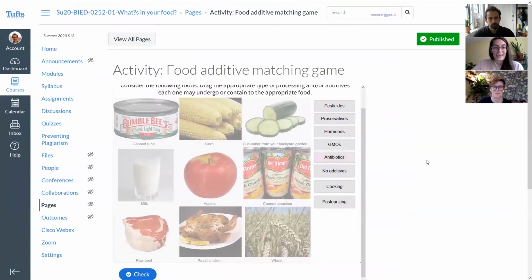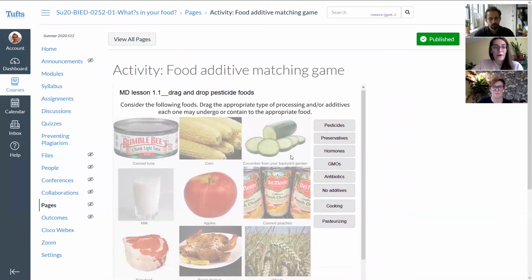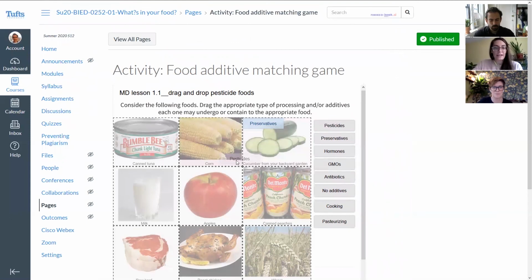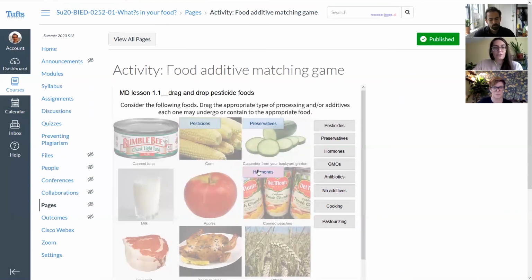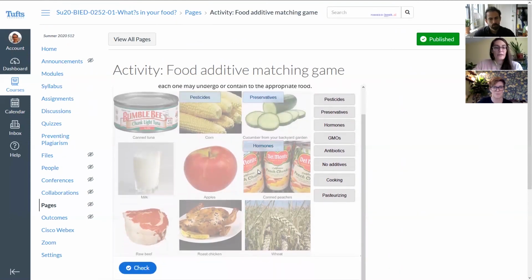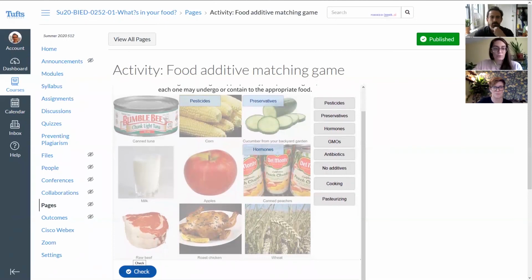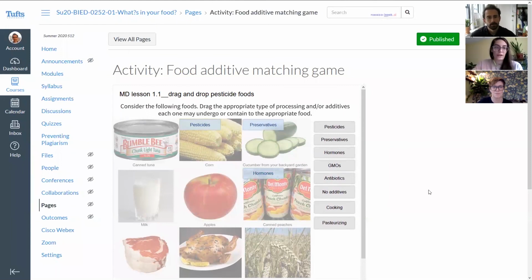This is how I have adapted the high school version of the food additive matching game into an online activity for those taking the online course. It's a drag and drop activity. You can drag your answers, and once you submit them, it will check the answers for you and provide some feedback as to whether it's correct or not.